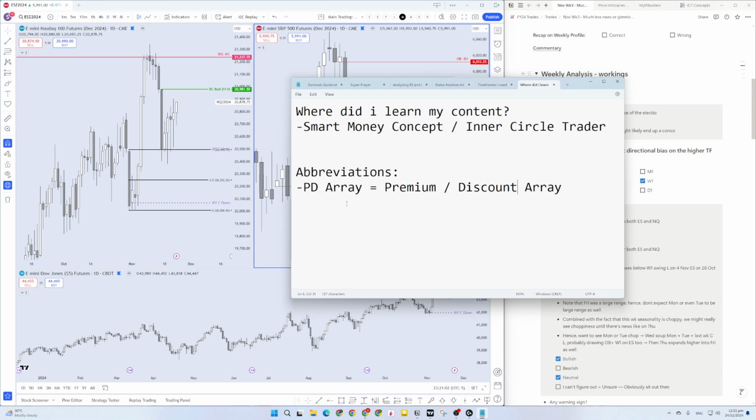On a very basic level, if you want to know more about the concept, go to the YouTube channel and read up more. It can take you years to finish all his content, or even learn everything. But generally speaking, when we talk about PD array, we're talking about premium discount array. That means it can be a premium array or a discount array. But I don't really use the terms premium array and discount array. When we say PD array, there's a whole bunch of them.